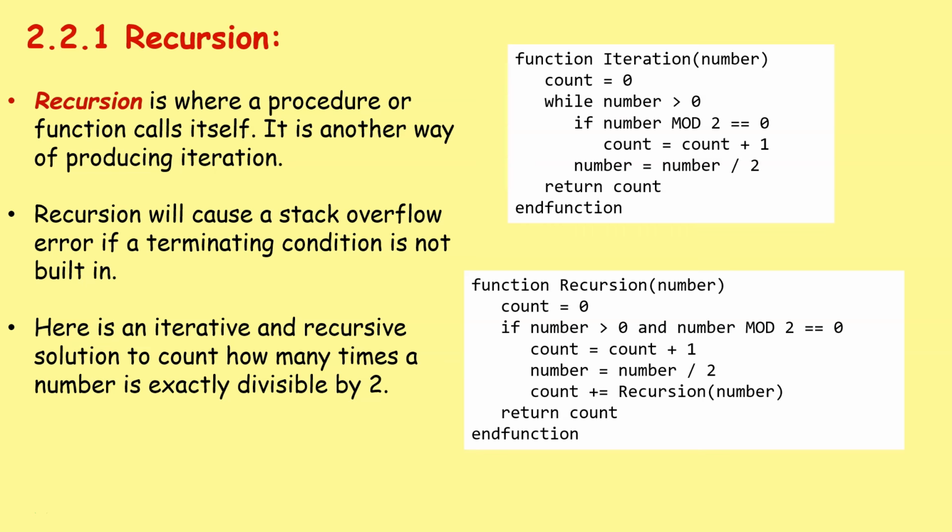So how does that work? Well, you'll notice there is no loop. There's no for loop or while loop. We start with count equal to 0, and then we have our condition.